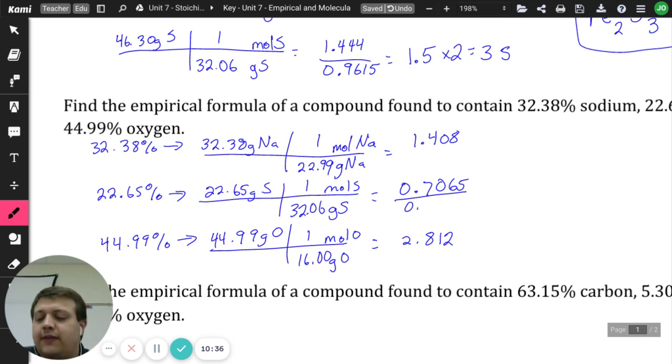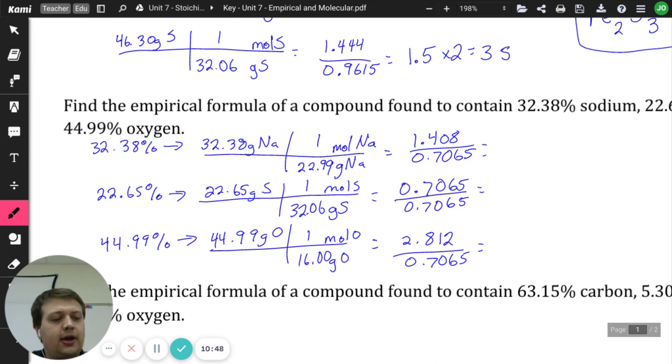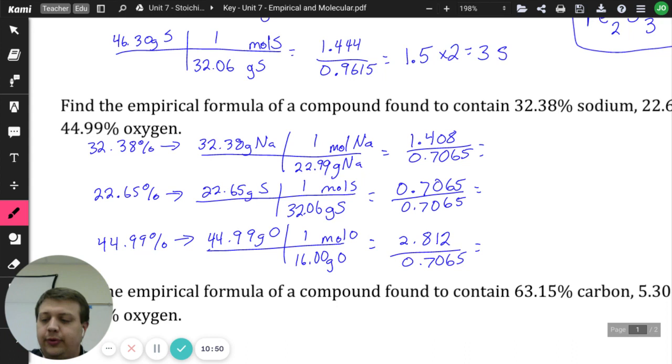This 0.7065. So we're going to divide all of those by that number, 0.7065. I'm going to plug those into our calculator, and we will find that we have 2, 1, and 4. Those were all very, very close to each of those whole numbers, so we just rounded it up. Now, this would be 2 for sodium, 1 for sulfur, and 4 for oxygen.